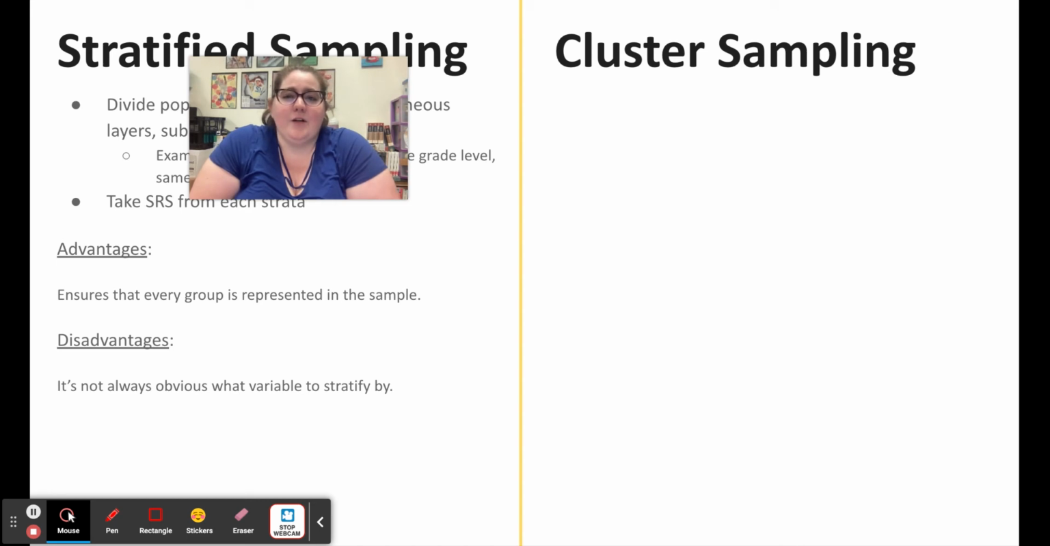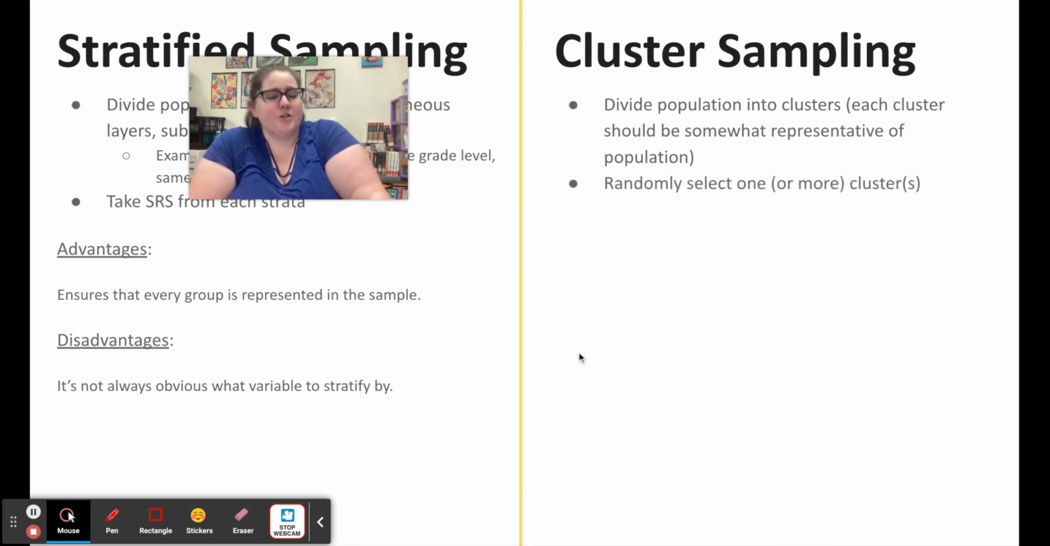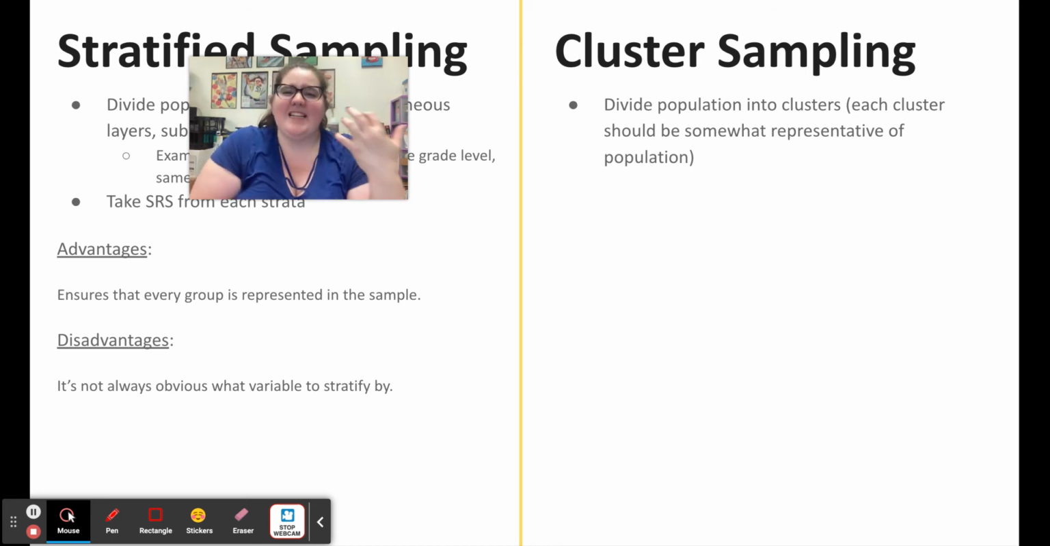A second type of grouping sampling, so another type of random sample that involves grouping, is called a cluster random sample. In this one, we divide the population into what we call clusters, where each cluster by itself is somewhat representative of the population. But I will tell you, generally when cluster sampling is used, it tends to be clusters that naturally exist within our population.